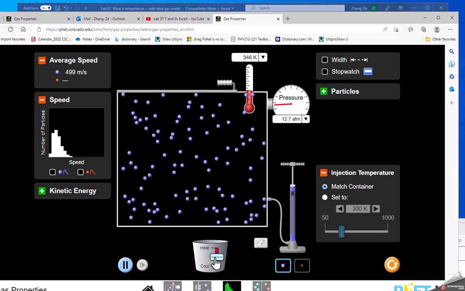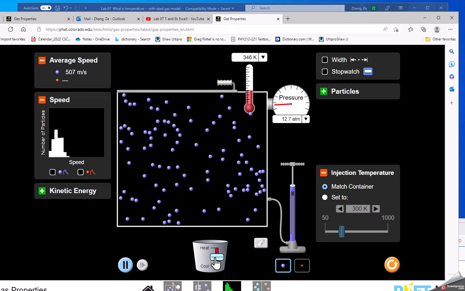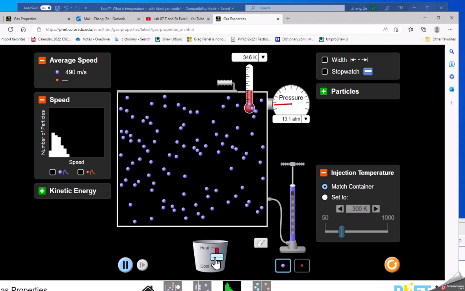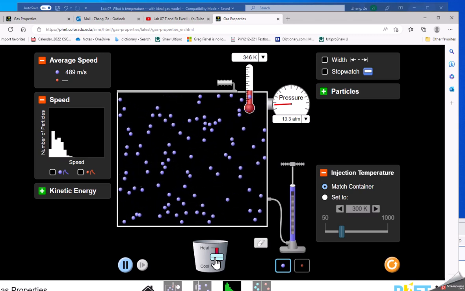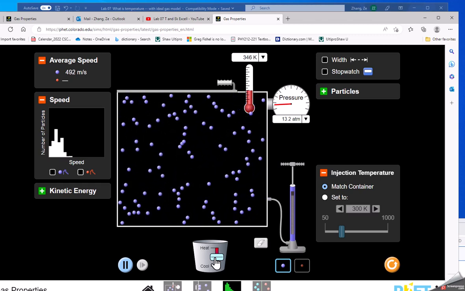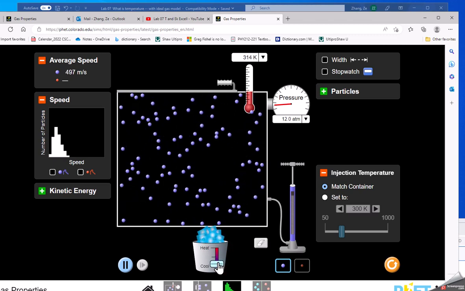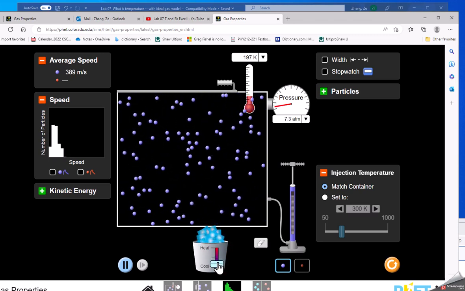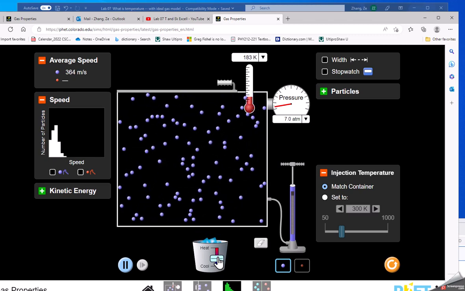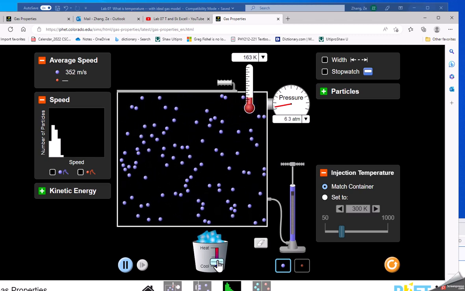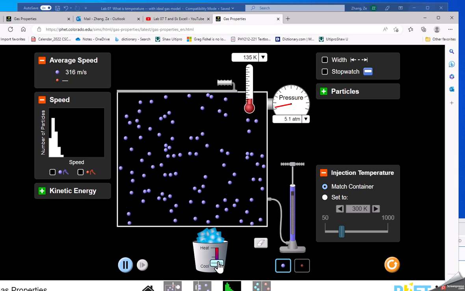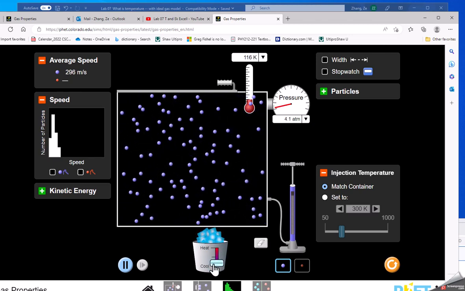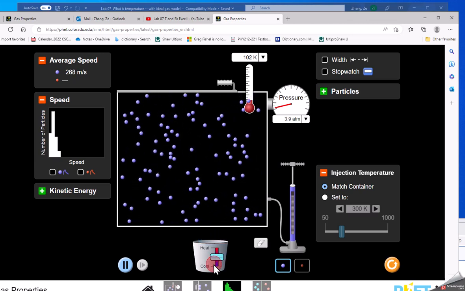But on average, once again, it is faster. Even at the highest temperature, there are still some moving very slowly. And even at a very low temperature, there are still a couple of them moving super fast. There's some randomness in this. So set at 100 degrees to begin with, and then you will read.